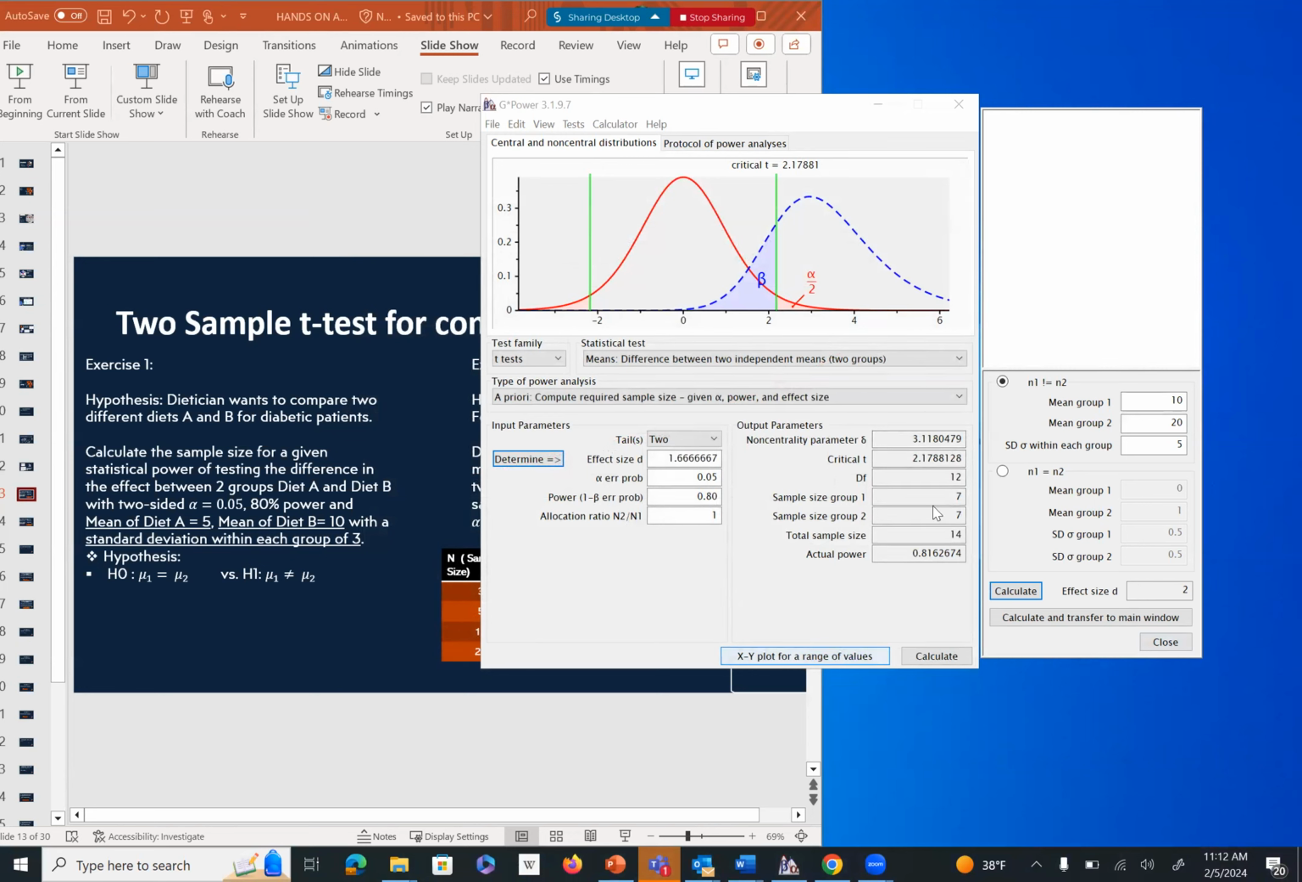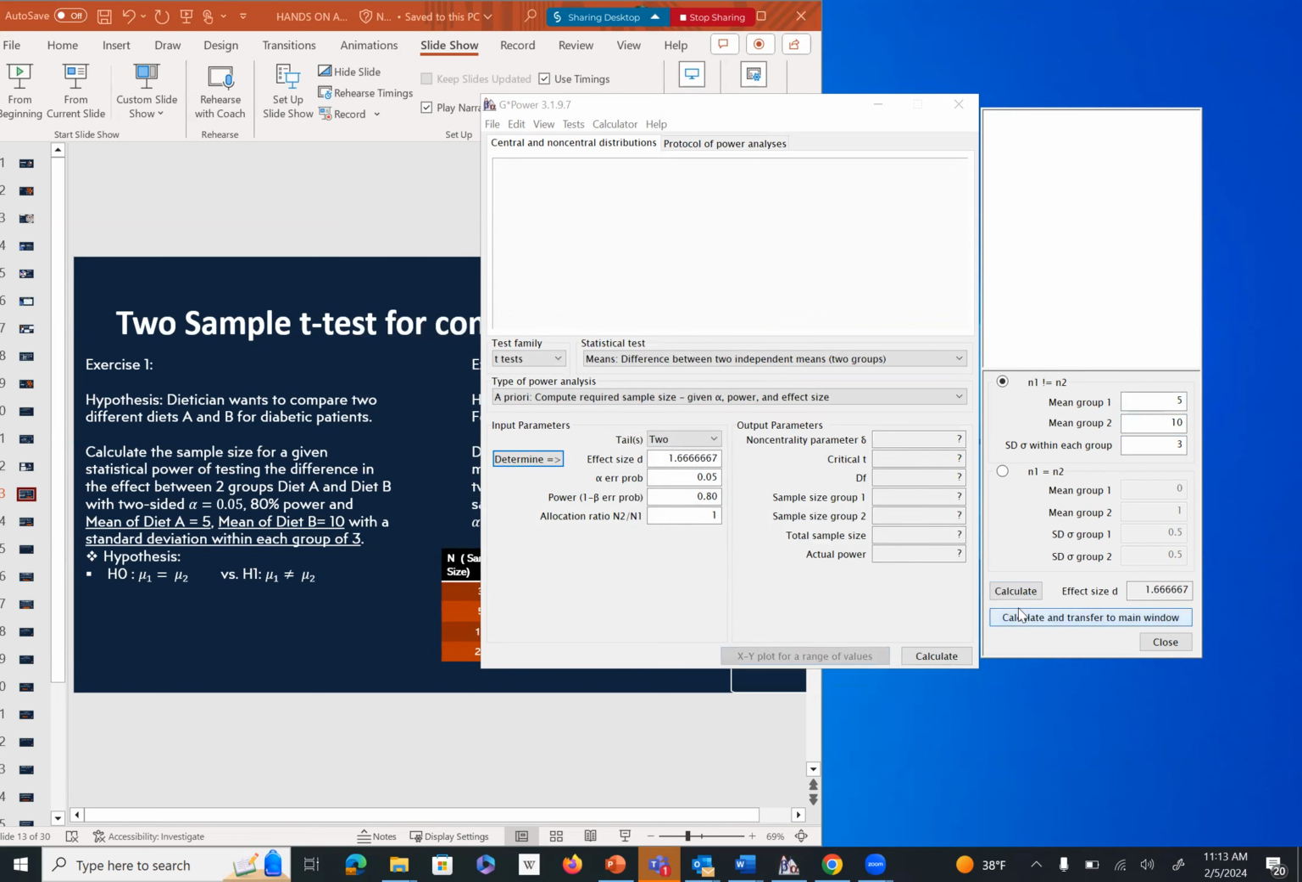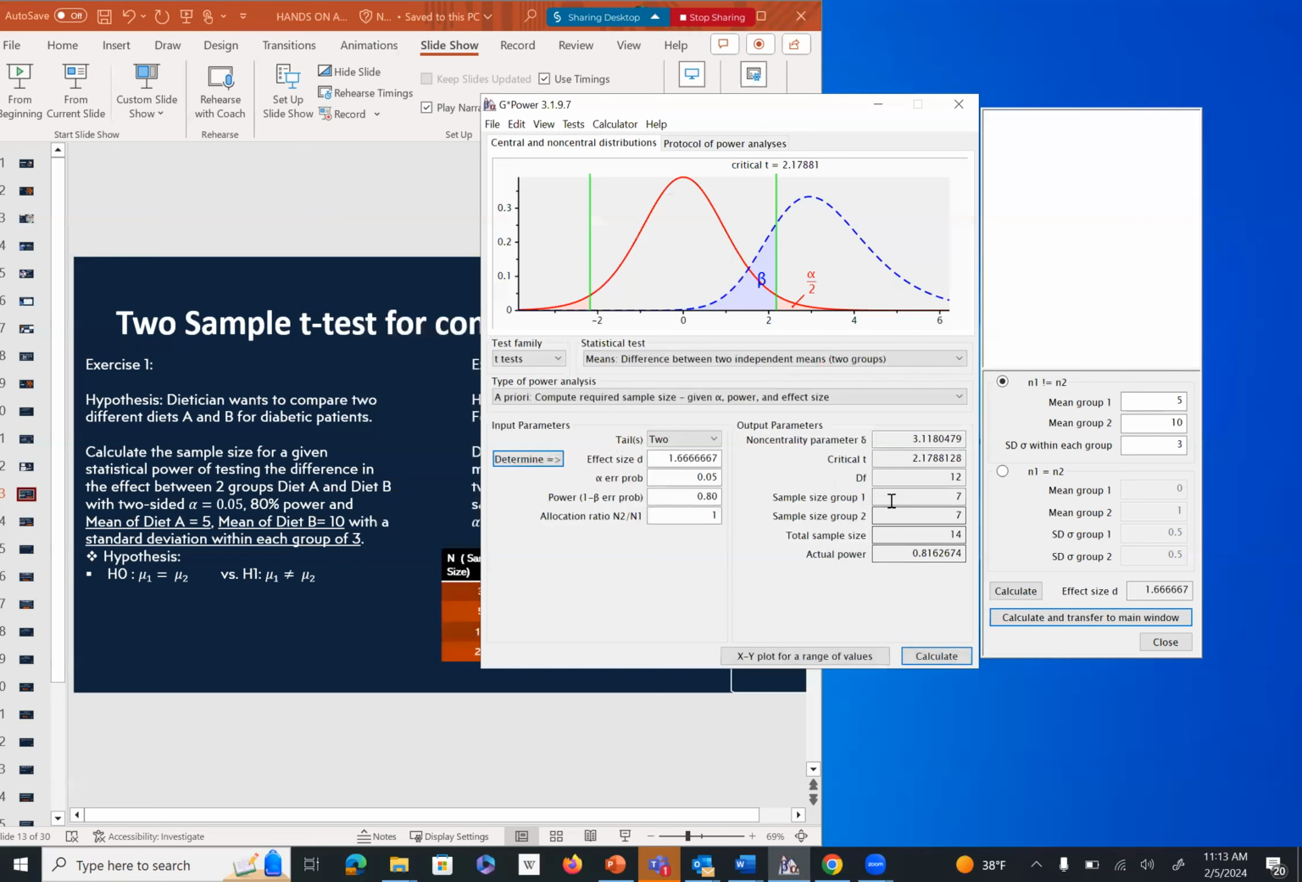Okay, so for our example, we have a total sample size of 14 required within the two different groups. In group 1, you'll require 7 participants, and in group 2, you'll require 7 participants. A total sample size of 14 will allow us to obtain 81% power, showing a small difference between the two samples in the average mean.